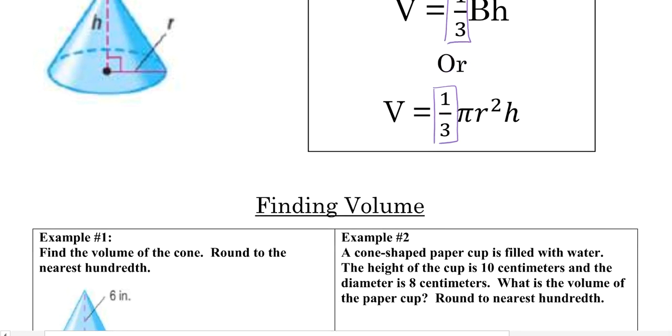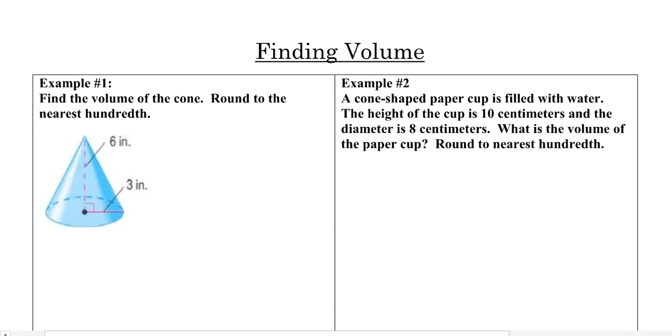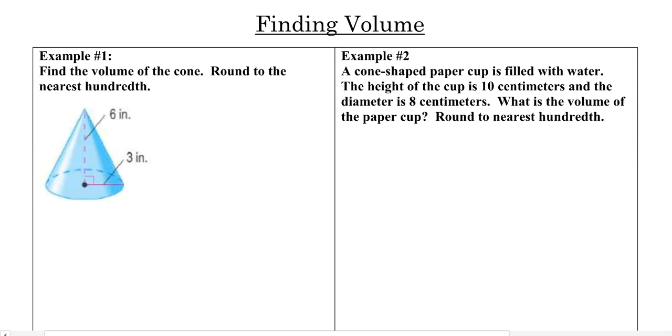So if we're looking at example 1 here, it says find the volume of the cone, round to the nearest hundredth. So again, we're going to use our same formula that we used yesterday. However, in addition to the pi r squared h, we're going to add a 1/3 before it, 1/3 pi r squared h, right there. And we are going to fill in our values.